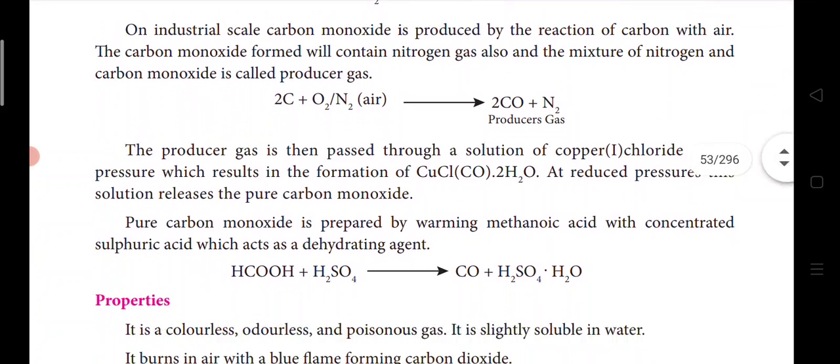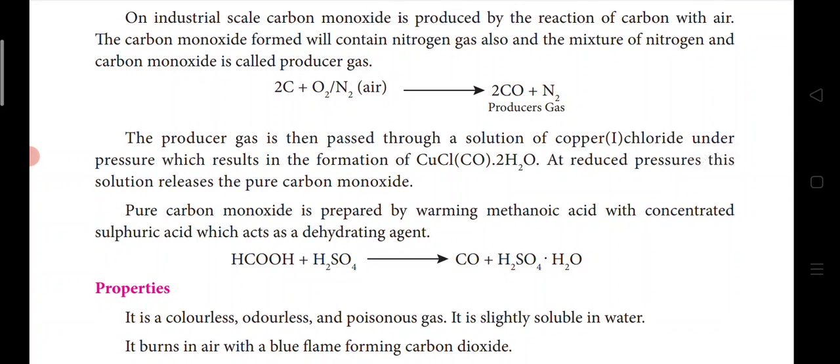This producer gas is then passed through a solution of copper 1 chloride under pressure, which results in the formation of a copper chloride complex with carbon monoxide and water. At reduced pressures, the solution releases pure carbon monoxide. So this will be allowed to react with copper 1 chloride so that you will get a product that will be allowed to release pure carbon monoxide.